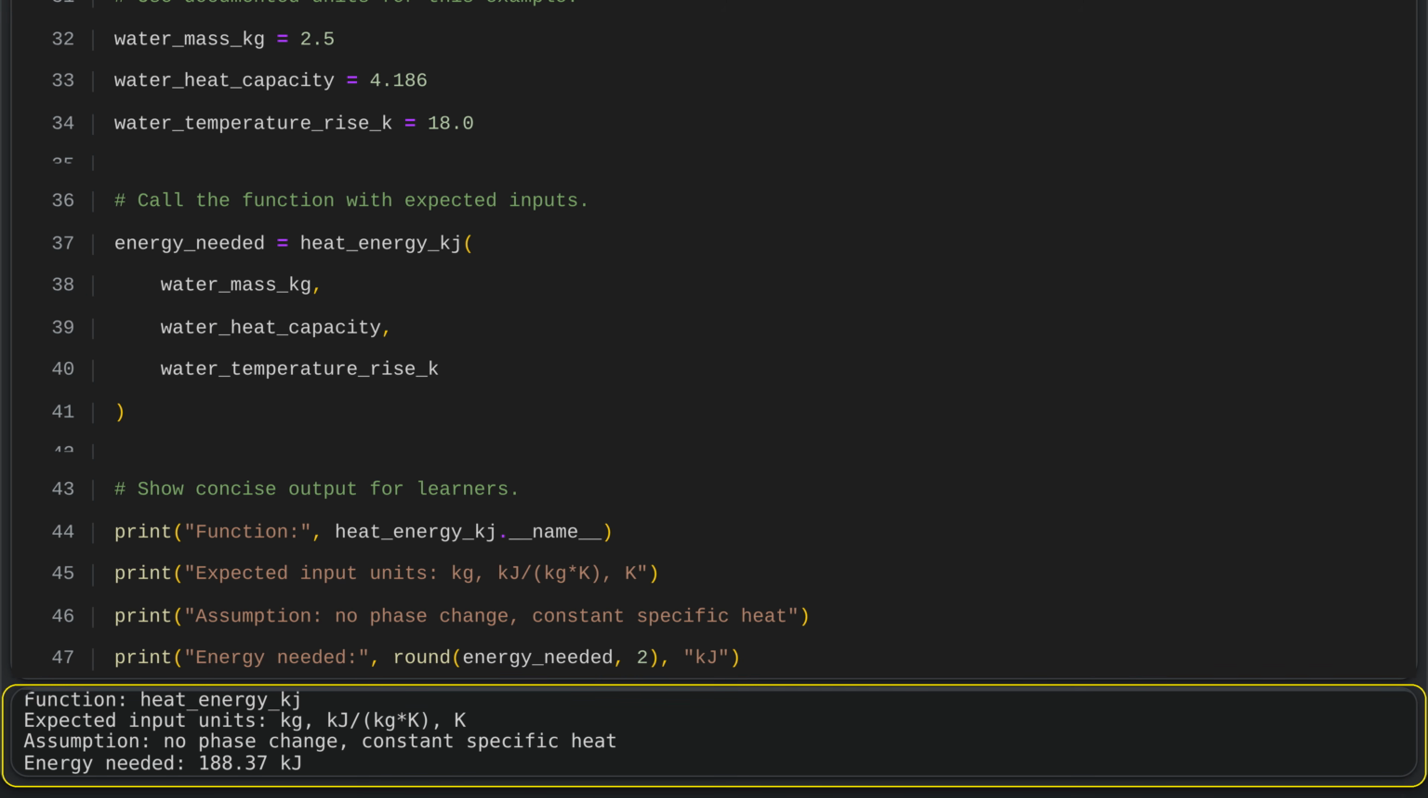This script estimates the heat energy needed to raise a fluid's temperature using its mass, specific heat capacity, and temperature change. It first checks that the mass and specific heat are positive and that the temperature change is not negative, then reports an error if any value is invalid. In the example, it calculates the energy required to heat 2.5 kilograms of water by 18 Kelvin and prints the result in kilojoules, rounded to 2 decimal places. The method highlights the importance of valid inputs and assumptions such as constant specific heat and no phase change.